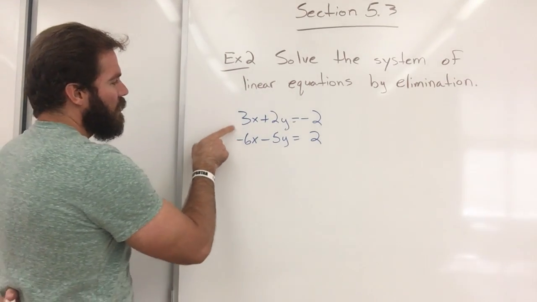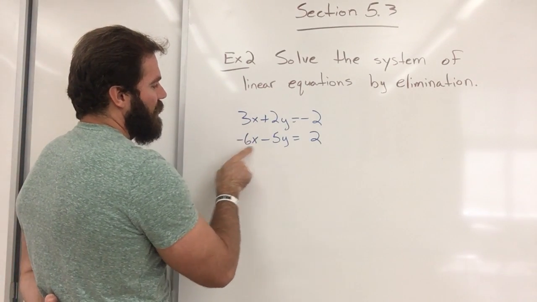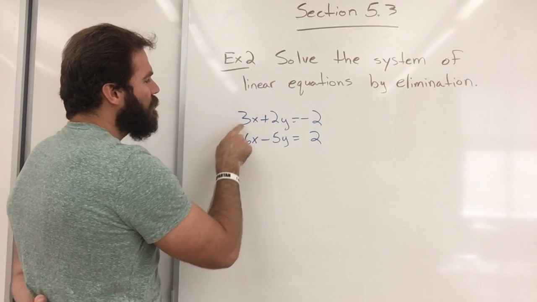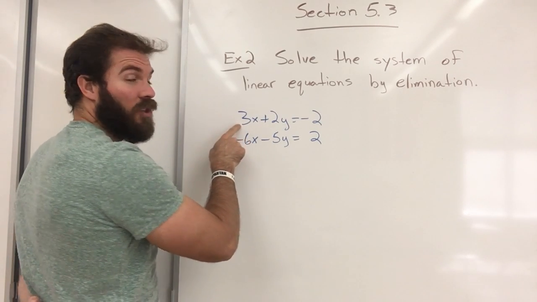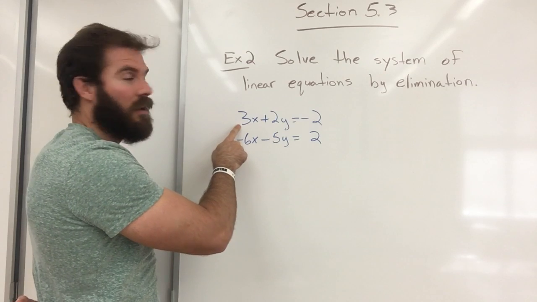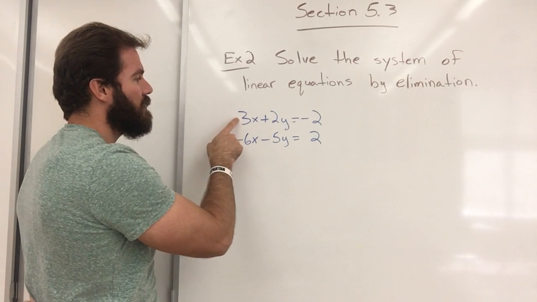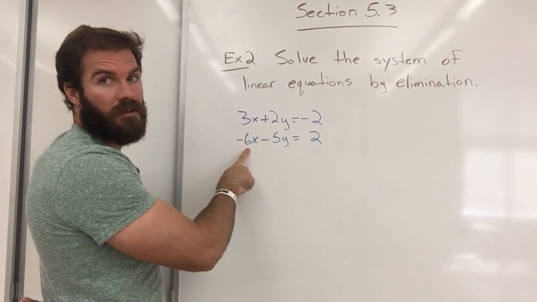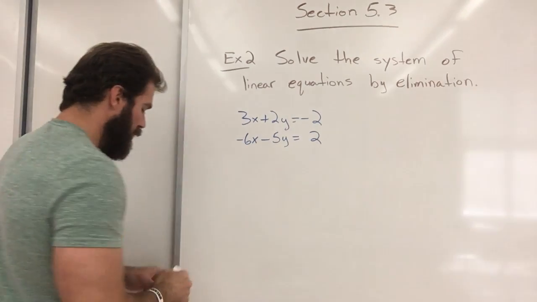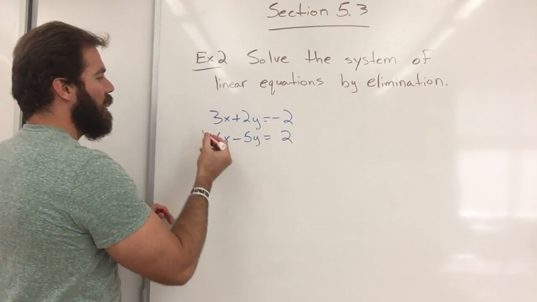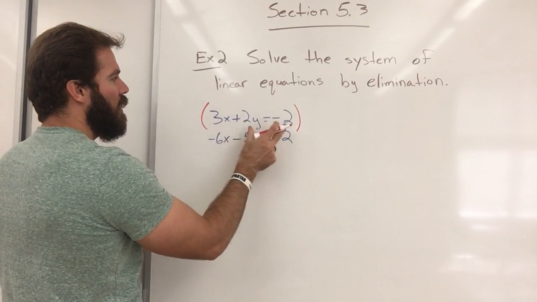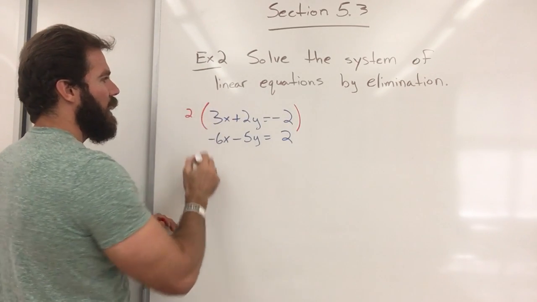Well, I see here they have a 3x and a -6x. I can multiply this by 2 to make it 6x. 6x is opposite of -6x. So let's multiply this whole equation. We're going to multiply it by 2, okay?